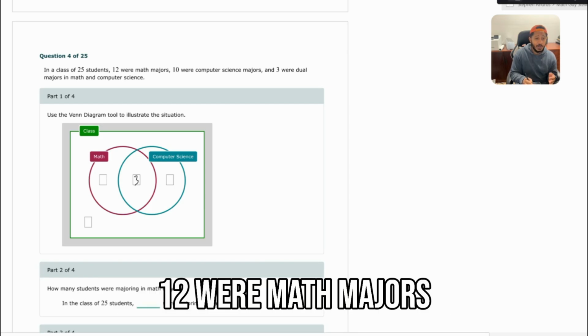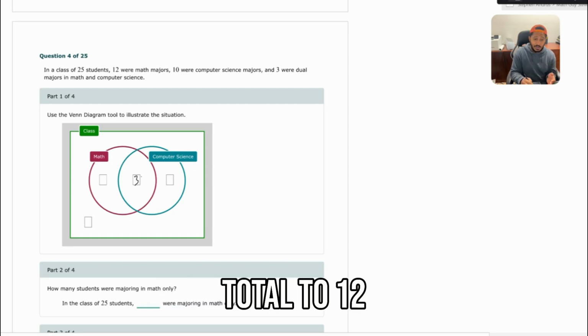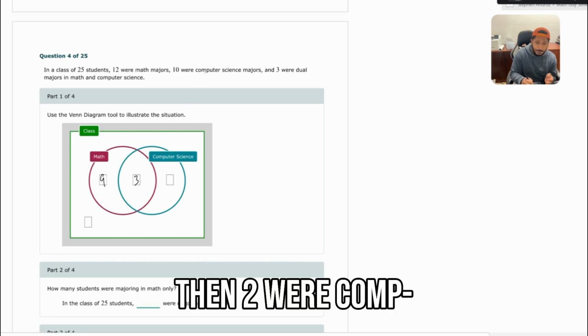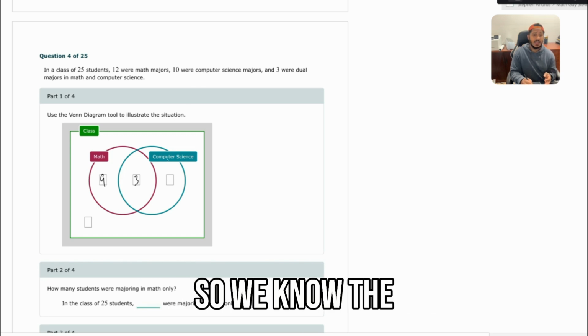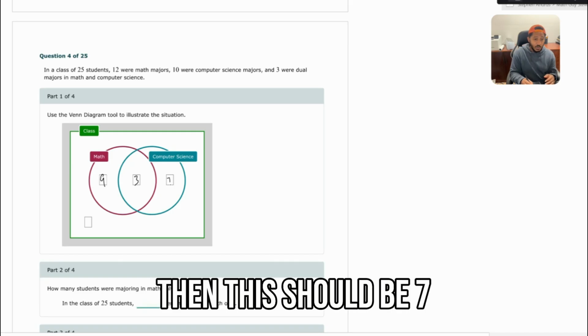Then we know 12 were math majors. So now, again, that means the whole math majors circle should total 12. So this is 3, then only 9 should be here. Then 10 were computer science majors, so the whole computer science circle should be 10. If this is 3, then this should be 7.